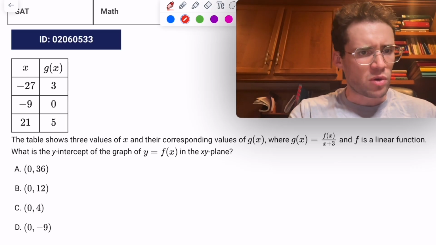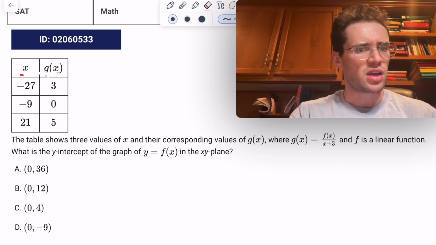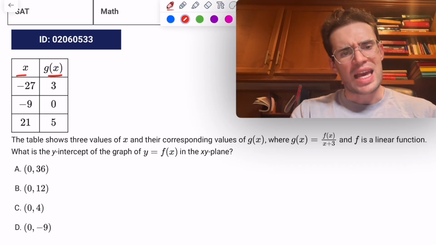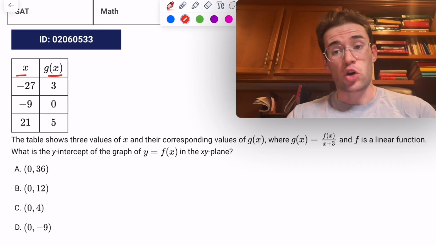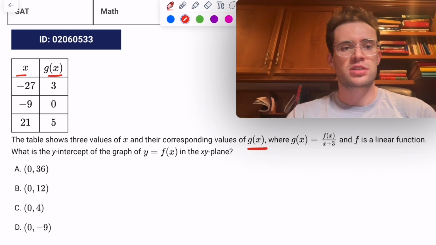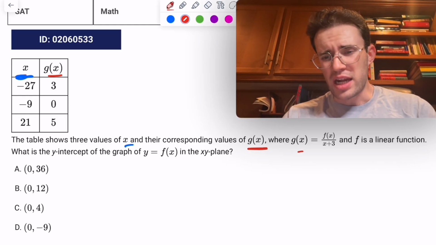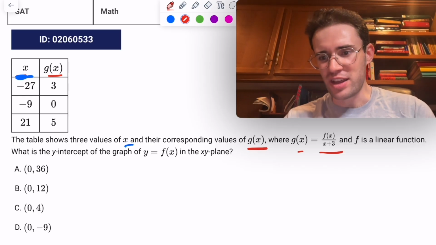All right, here we have a table. It gives us x values and g of x values. So these are inputs and outputs when you put it into this g function. The table shows 3 values of x and their corresponding values of g of x, where g of x is equal to f of x over x plus 3, and f is a linear function.